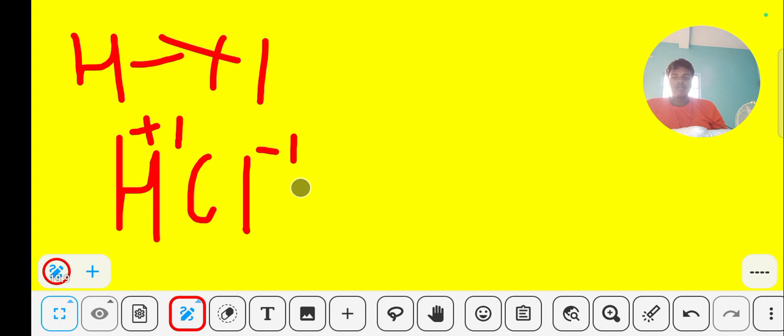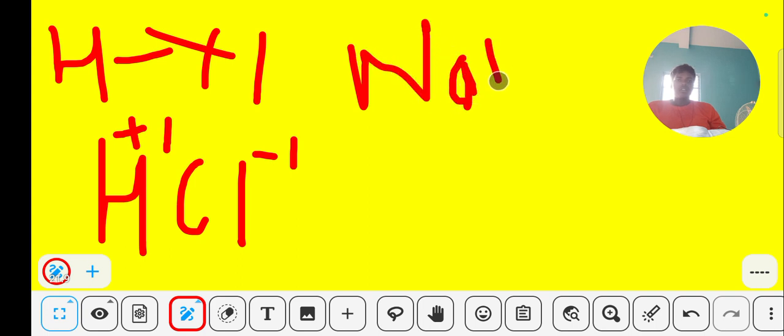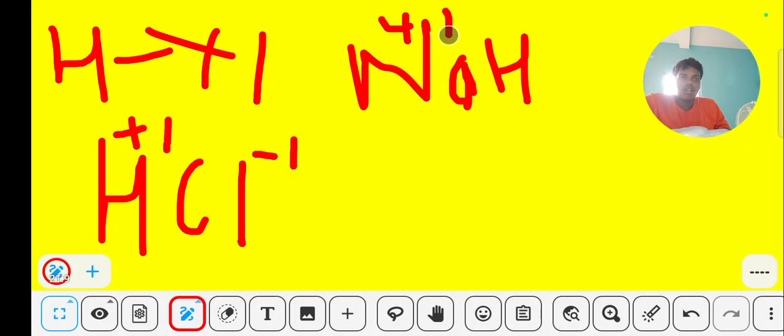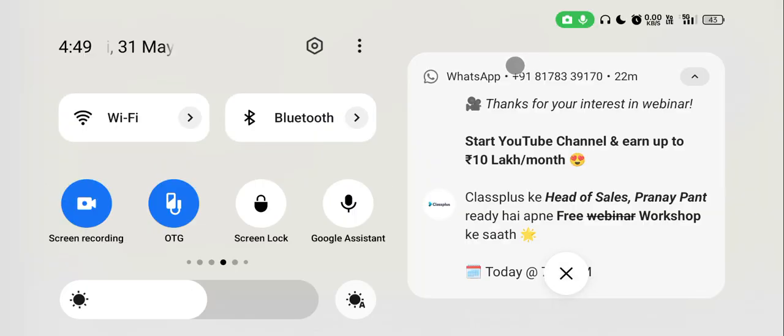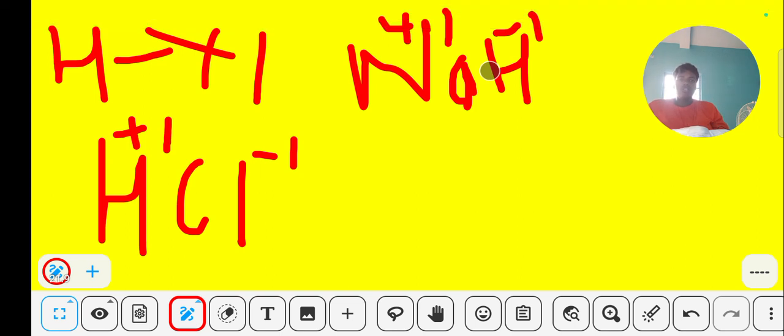If hydrogen is attached to a less electronegative atom, then its oxidation number will change from +1 to -1. That is, if we talk about any metal, for example NaH, Na has +1, so hydrogen will be -1. So this is the oxidation number of hydrogen.